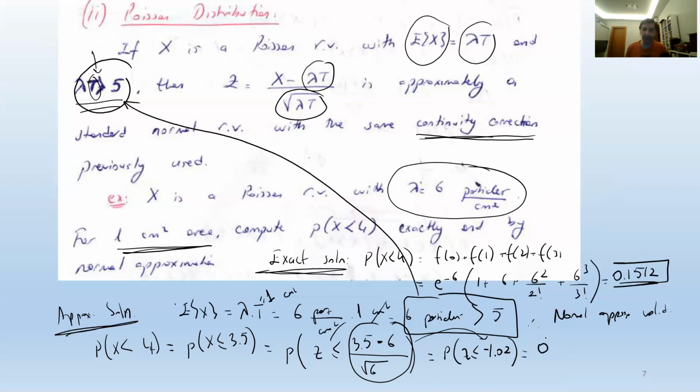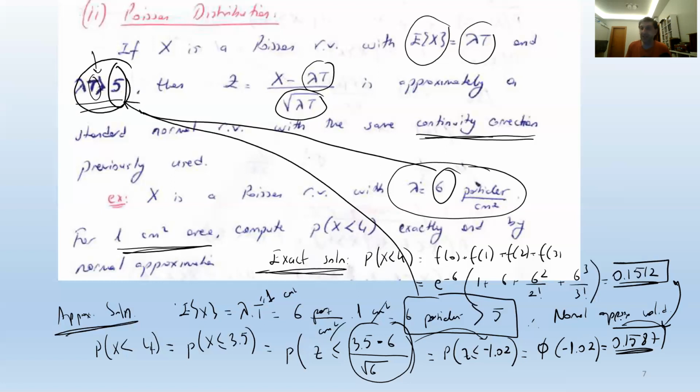If you check, this is going to be the cumulative distribution function of minus 1.02, and the result is 0.1587. So this is the approximate result, and this is the exact result. Note that we are very close to the boundary value, that limit value: 6 particles is very close to 5. On the other hand, we have a very good approximation. So as this number gets larger, we get much closer to the exact result.